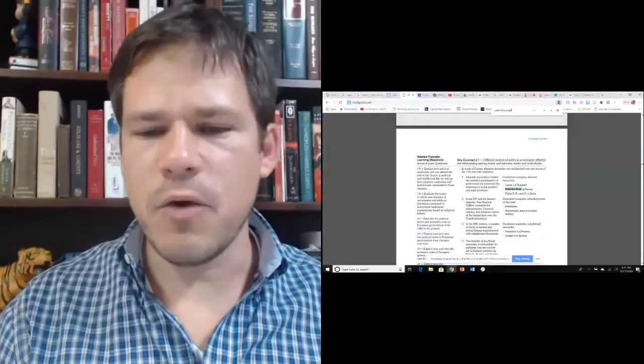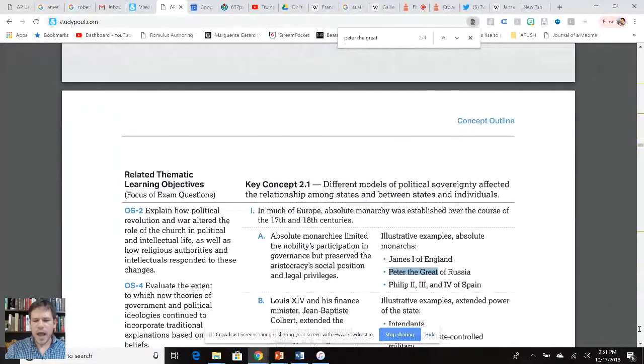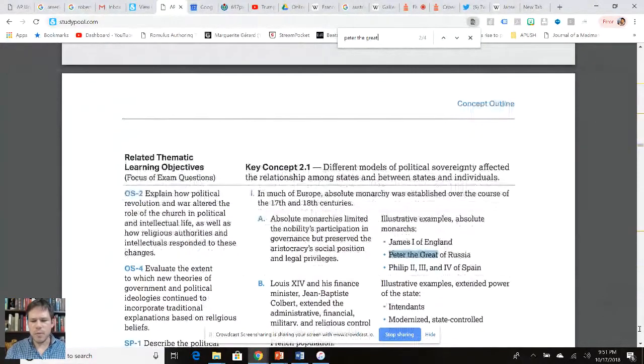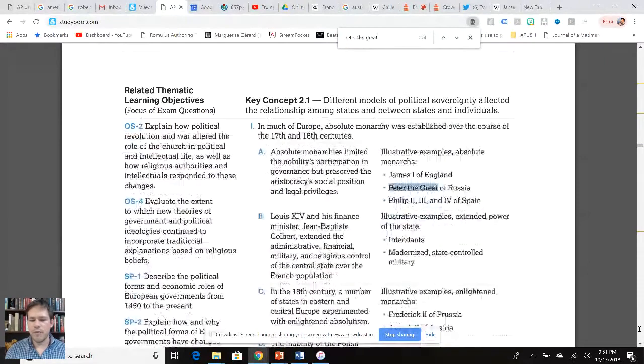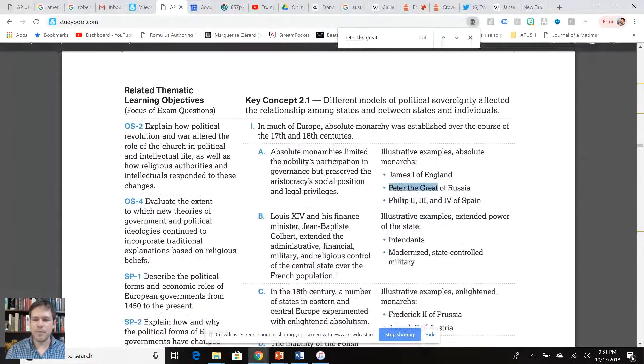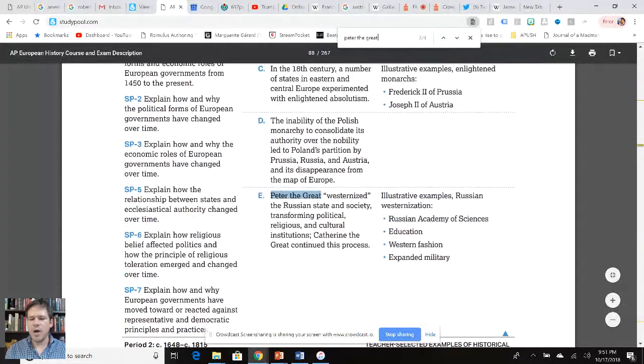Okay, Peter the Great wants to westernize Russia, and to do that, he's fighting wars to get a hold of warm water ports. Now we see here absolute monarchies limited the nobility's participation in governance but preserved the aristocracy's social position and legal privileges. So Peter the Great is an example of that. I'll talk about this more: a top-down government that's forming, and then Peter the Great's westernizing of Russia.